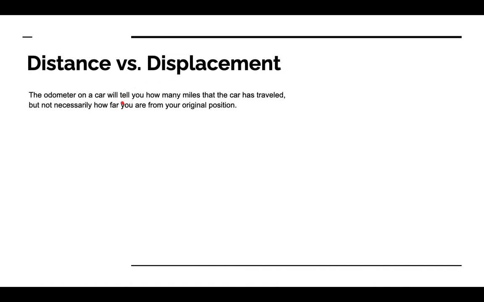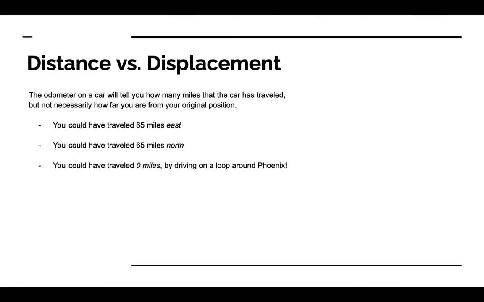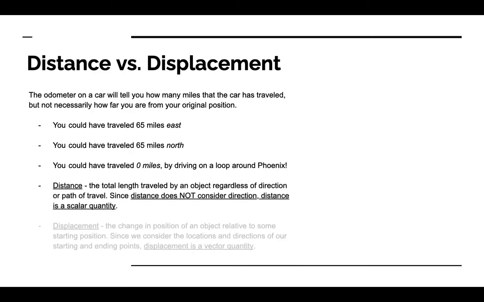So to start off, let's consider a scenario. If we look at the odometer of a car, the odometer will tell you how many miles the car has traveled, but not necessarily how far the car is from the original position. So let's say the odometer in a car reads 65 miles. It means you could have traveled 65 miles east, you could have traveled 65 miles north, or you could have traveled 0 miles by traveling a loop around Phoenix.